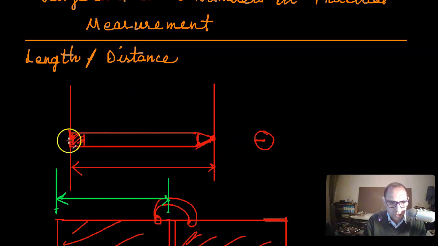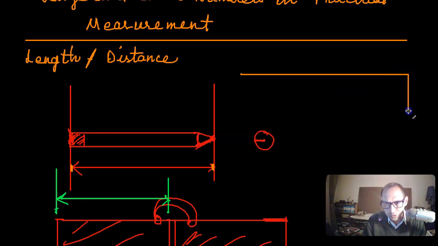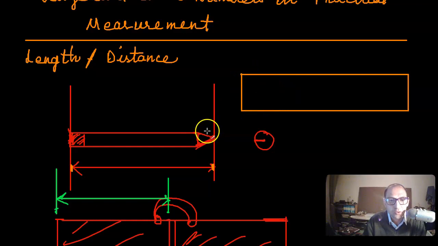So now what is the distance from this point all the way up to this point on a pencil? And to measure this distance, what sort of tool do you use in order to measure this distance? You would use a ruler, right? That's essentially the common thing that you use in order to measure these types of distances.